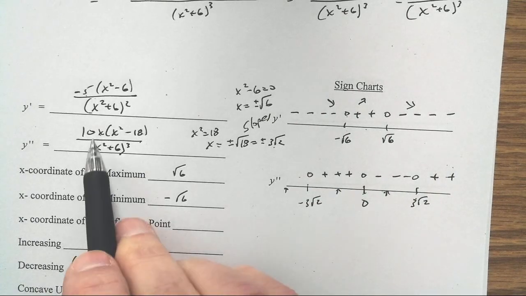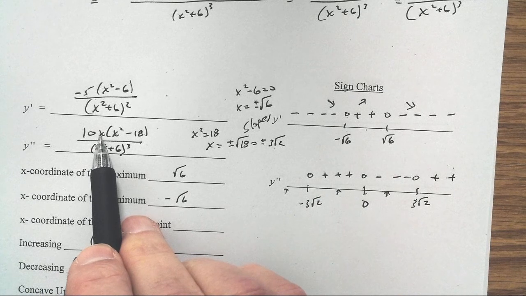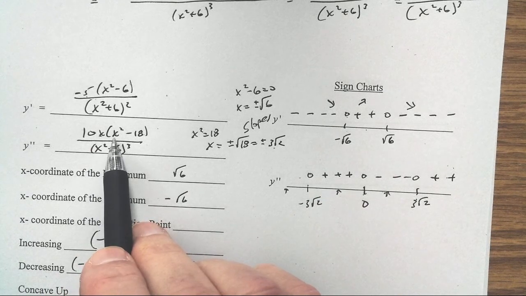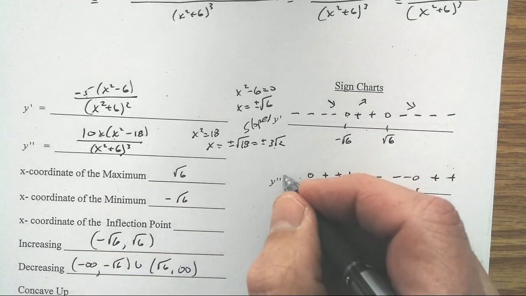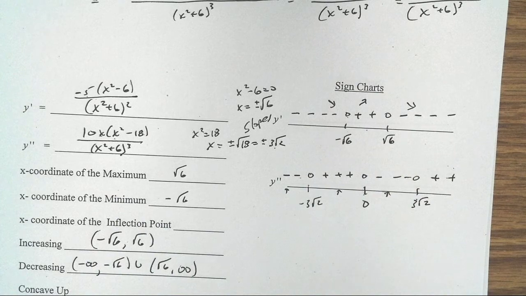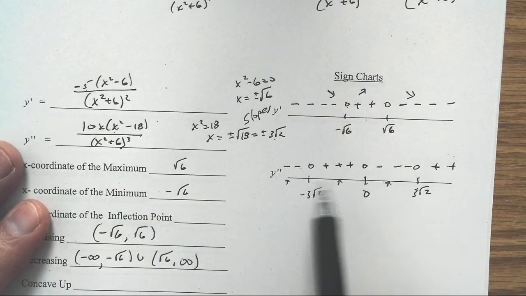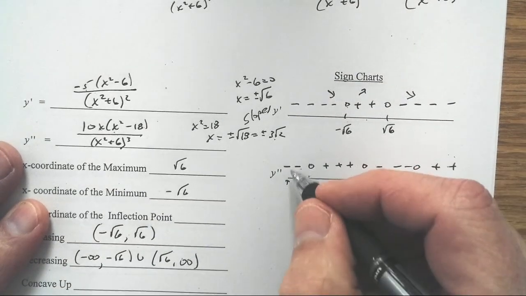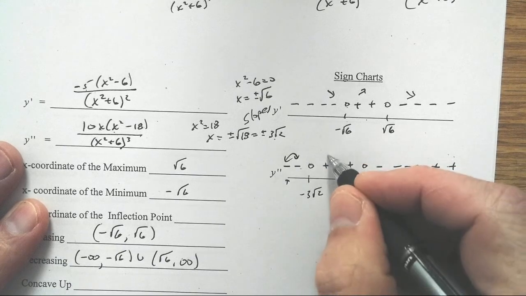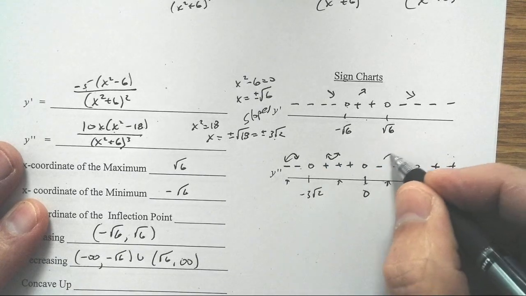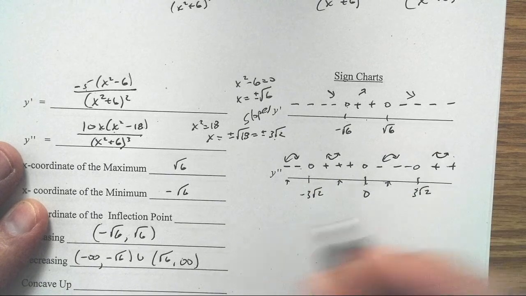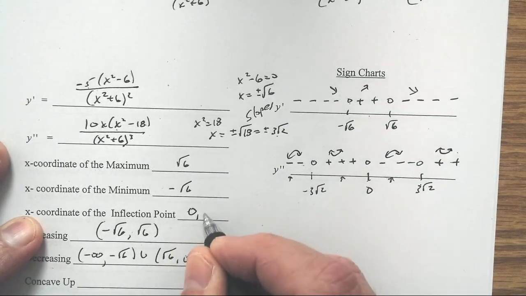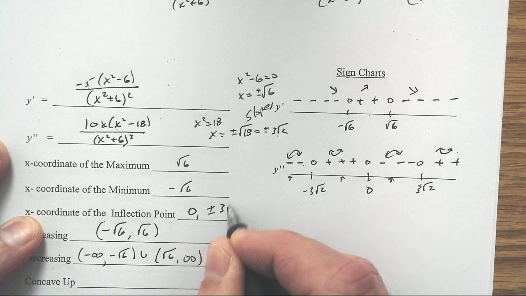Put in negative 10, and I get negative 100 times positive. It would be 100 minus 18. So negative times positive, negative. Therefore, each of these is an inflection point. Cupping changes from cupping down to cupping up to cupping down to cupping up, and that's what an inflection point is. So our inflection points occur at 0 and at plus or minus 3 square root of 2.